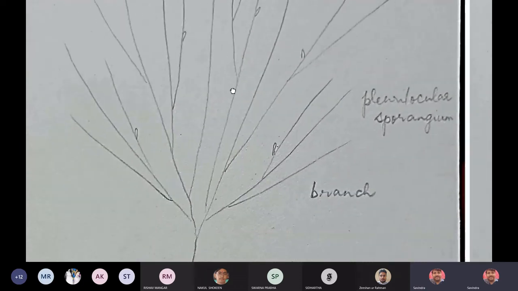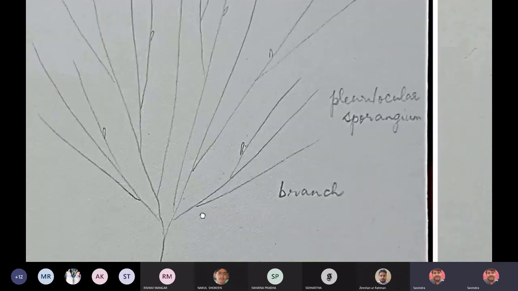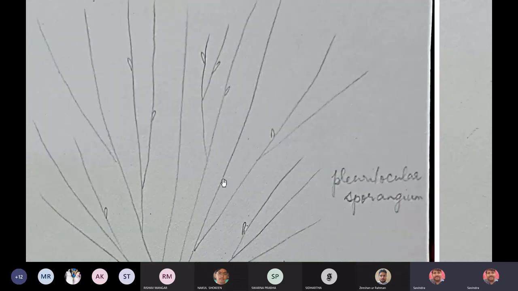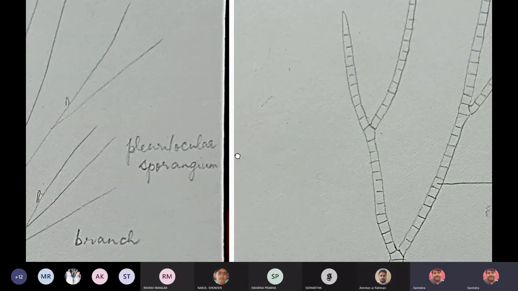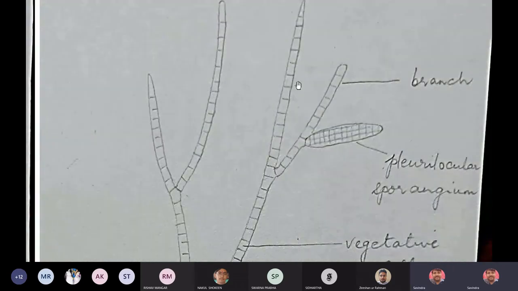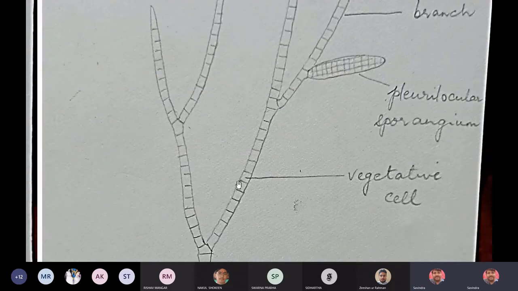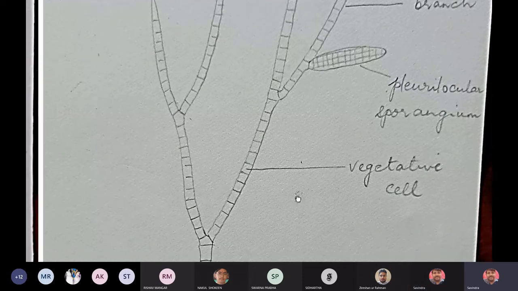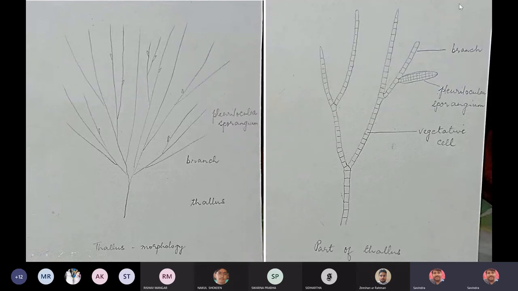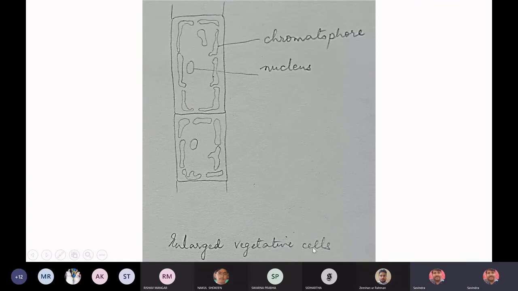What you have to do, this is showing how it will look like when you are observing it in the low power. एक सिंपल सी ब्रांच दिखेंगे और बीच बीच में आपको स्पोरेंजिया ये दिख रहे हैं, प्लूरिलोक्युलर स्पोरेंजिया इस तरह से दिखाई देंगे। If you enlarge one portion, you will see that it is made up of single row of cells, एक के बाद एक cells जुड़ी हुई हैं, and plurilocular sporangia is also visible. It's a thallus morphology, it's a part of thallus. इसके बाद this is the enlarged vegetative cells.